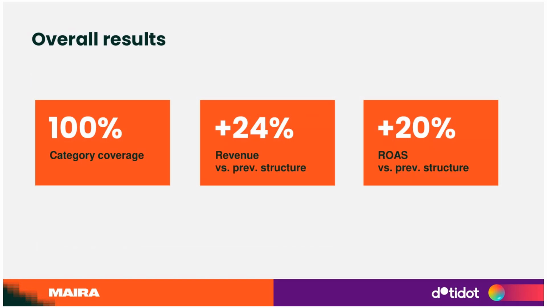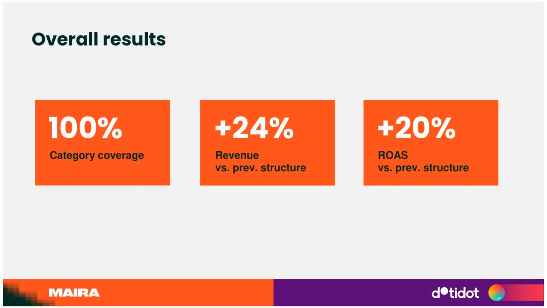Good. So basically, you have your campaign ready. Here you can see some examples. The most important thing is that we basically cover all the categories on our website. But if I compare it to the previous manual structure, we managed to reach higher revenue with a little bit better return on ad spend.